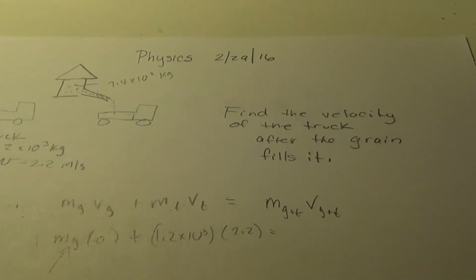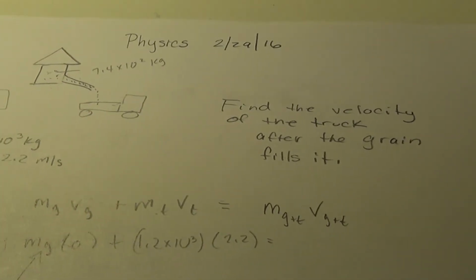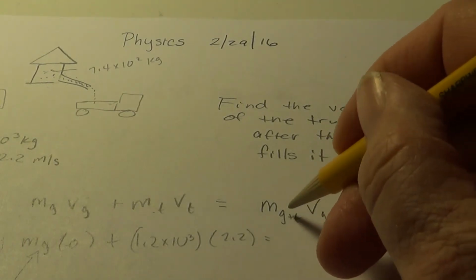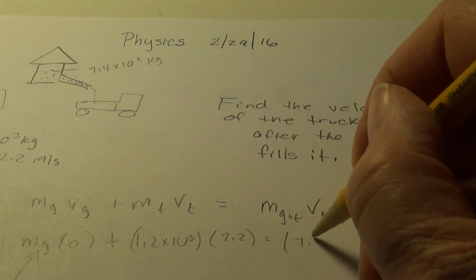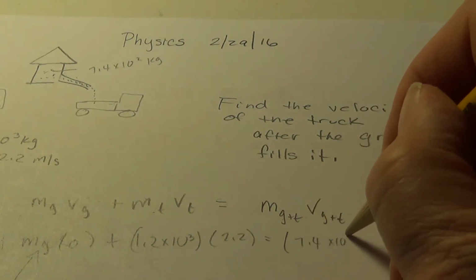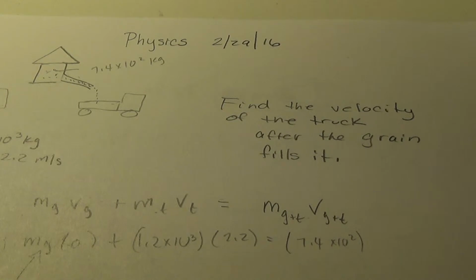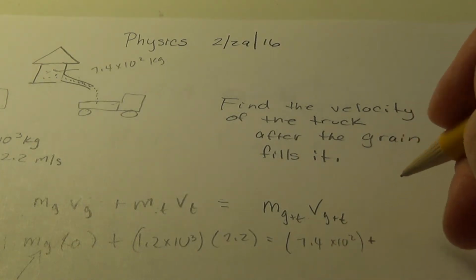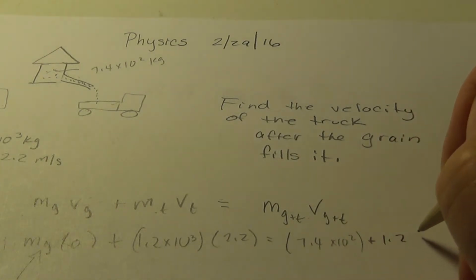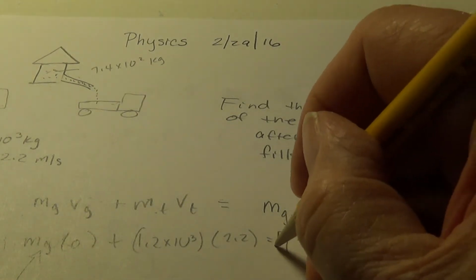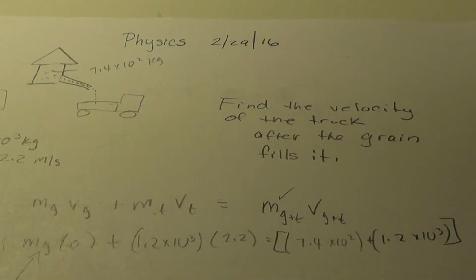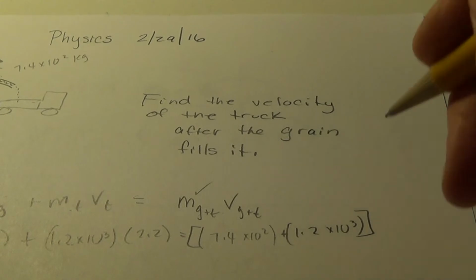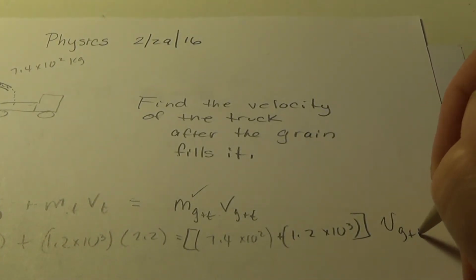So, come back to me. Alright, so now we have the combined mass of the grain plus the truck. So grain and truck. Those are added. So that takes care of this. And now I'm going to do velocity of the combined grain plus truck.